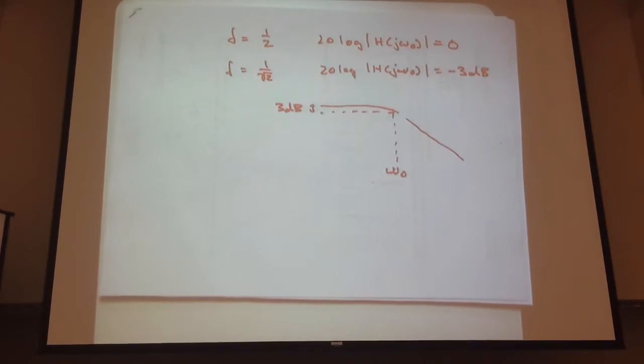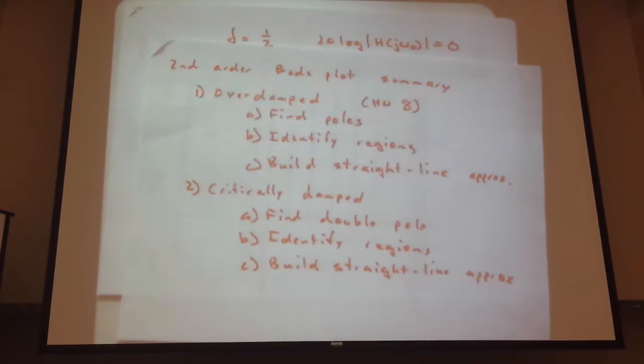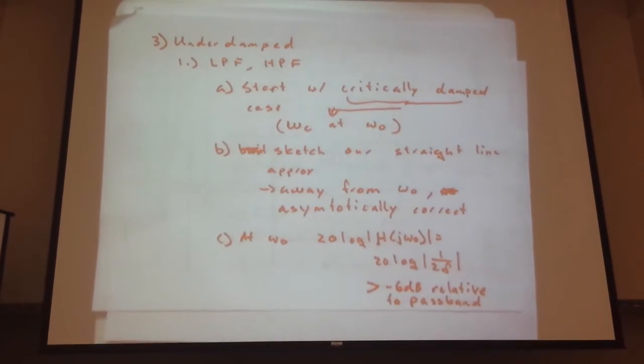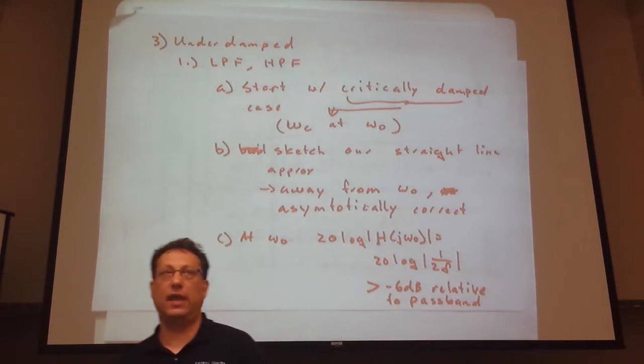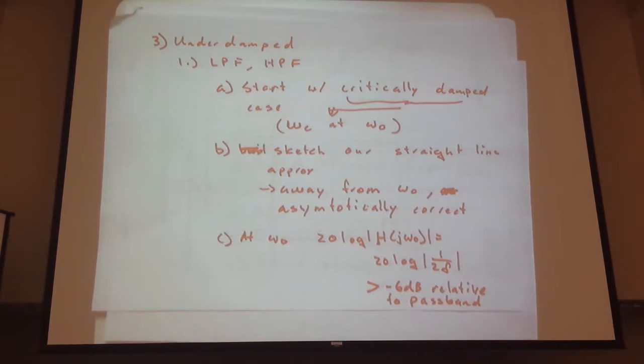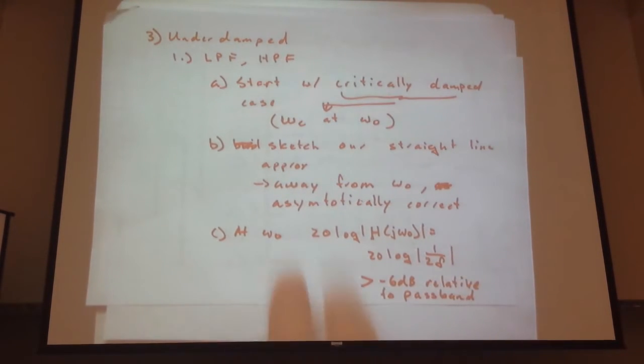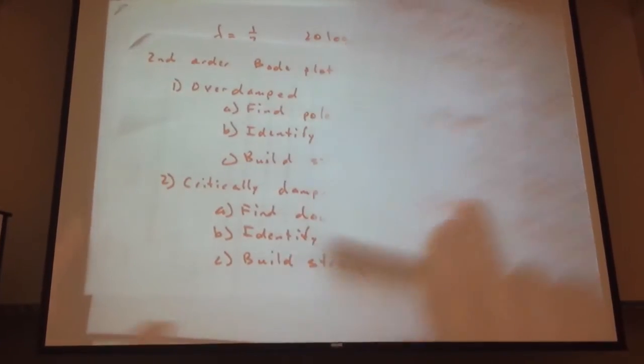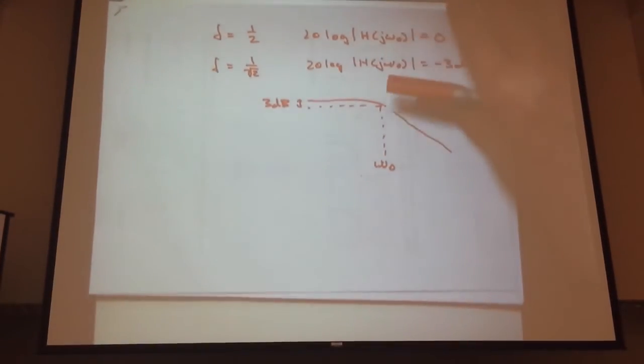Now that said, that was the low pass filter and the high pass filter. So again, start with the critically damped case, sketch a straight line approximation. Away from omega naught, it does go to that straight line approximation. And then find a correction at omega naught that gives us kind of a way to sketch it, a way to look at it. The band pass filter, on the other hand, is a little bit more complicated. So underdamped, still the same category.